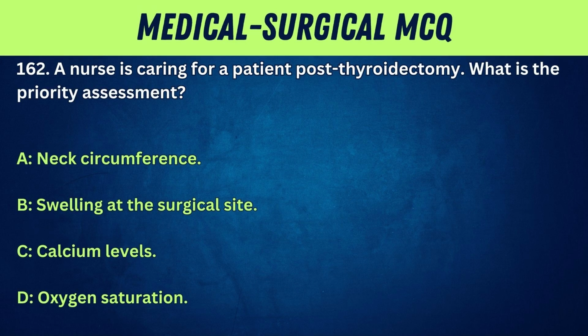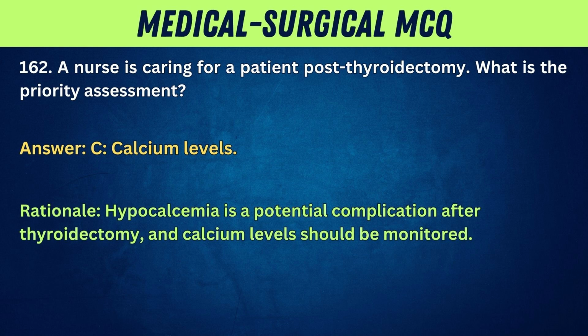162. A nurse is caring for a patient post-thyroidectomy. What is the priority assessment? A. Neck circumference. B. Swelling at the surgical site. C. Calcium levels. D. Oxygen saturation. Answer: C. Calcium levels. Rationale: hypocalcemia is a potential complication after thyroidectomy, and calcium levels should be monitored.